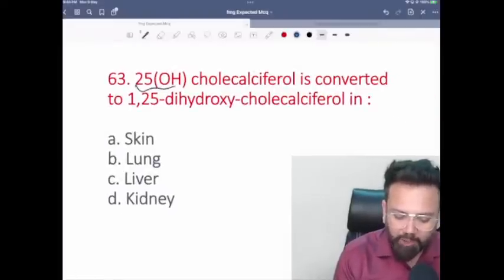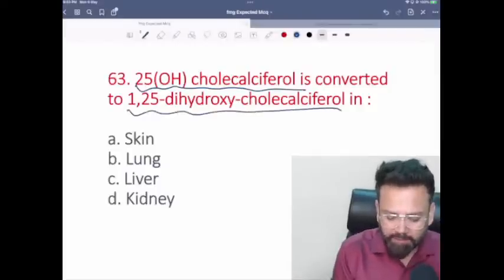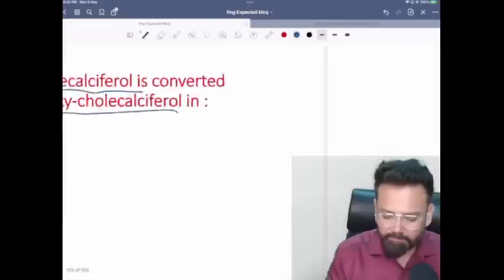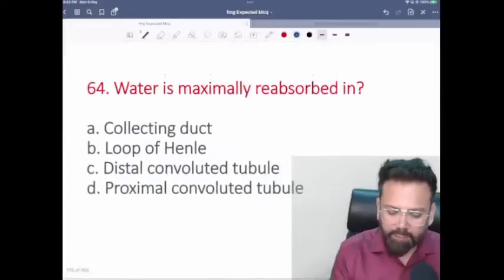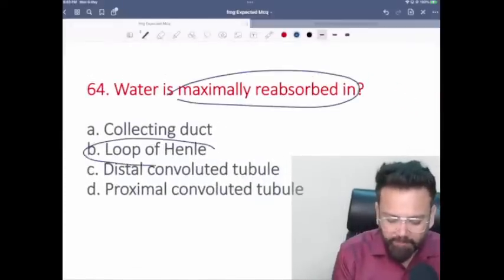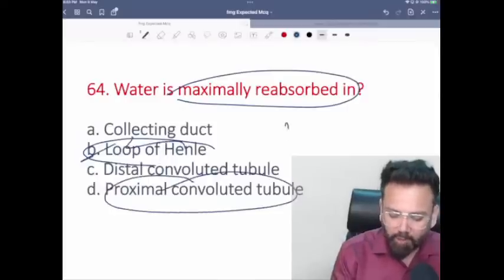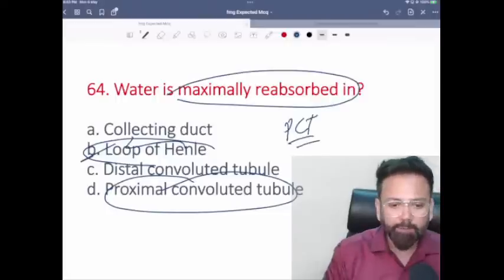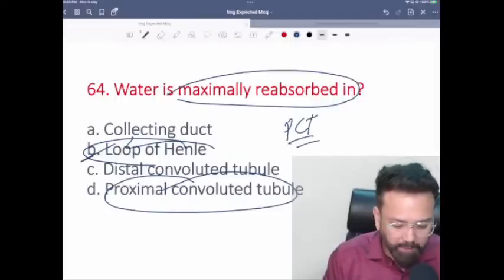From 25 hydroxycholecalciferol, 1,25 is formed in, just now we discussed, in the PCT of kidney. Water is maximally reabsorbed in, almost everything is maximally reabsorbed where? PCT. Almost everything, 67% of water also reabsorbed in PCT.